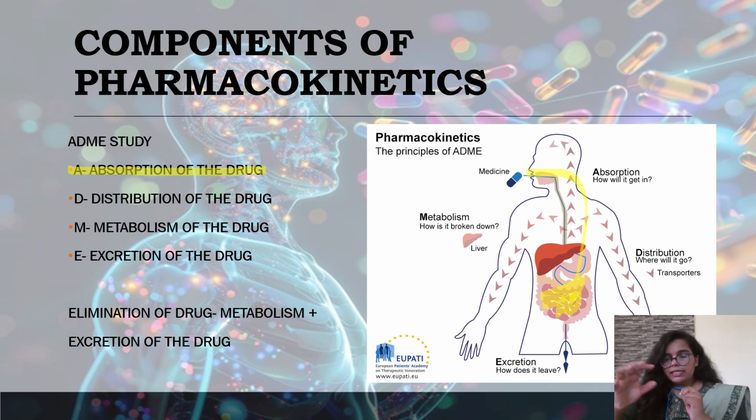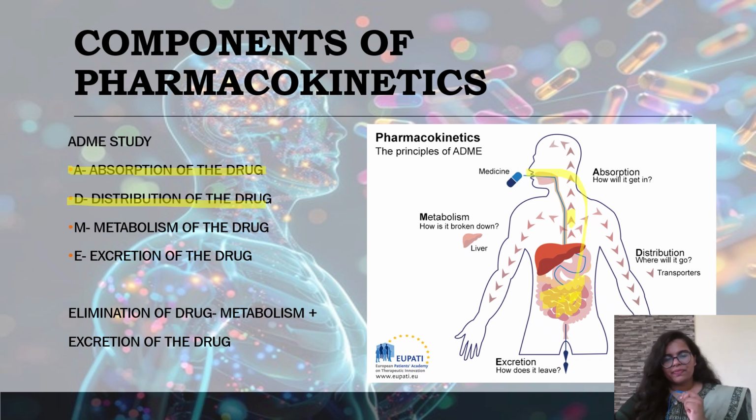From the cells, it goes to the blood. Now this blood circulates and reaches the heart. Suppose this is the heart over here. What is the function of the heart? The heart pumps blood, right? When the heart pumps blood that contains the drug, it distributes it to all the other organs. This is the distribution of the drug. So we studied absorption of the drug, then the distribution of the drug.